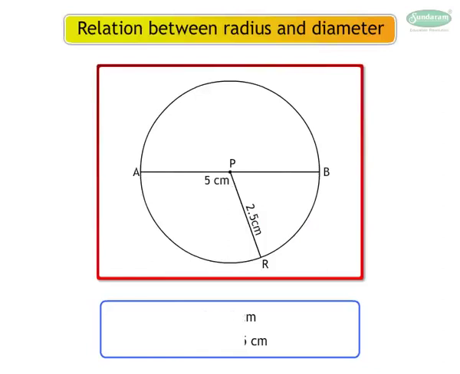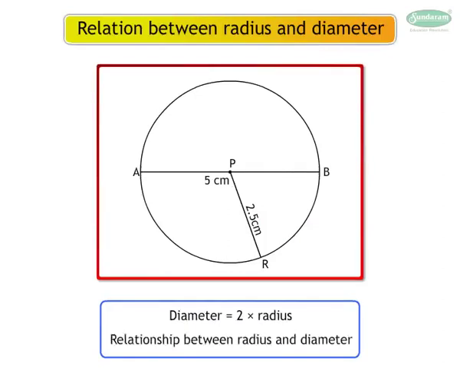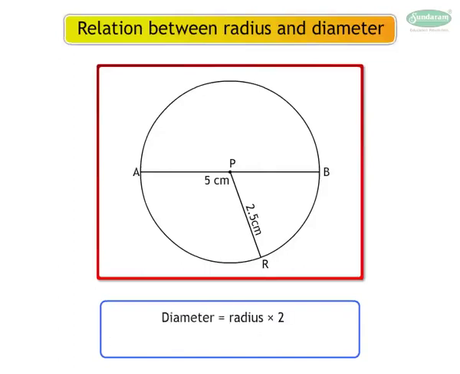We can see that diameter is twice the radius. From this, we can derive the relationship between radius and diameter. Diameter is equal to radius into 2. Radius is equal to diameter divided by 2.